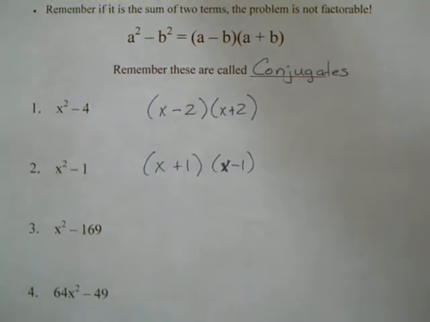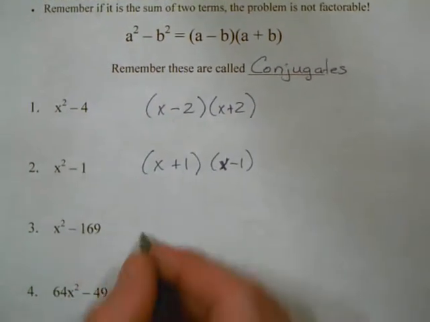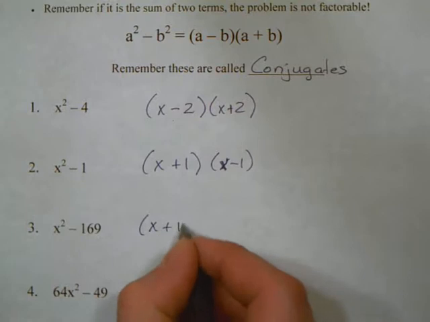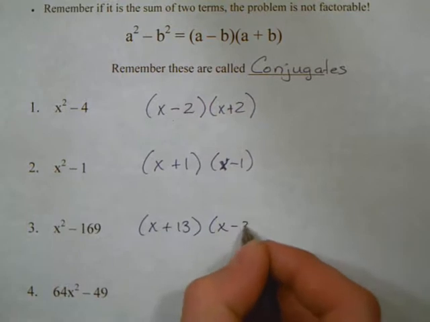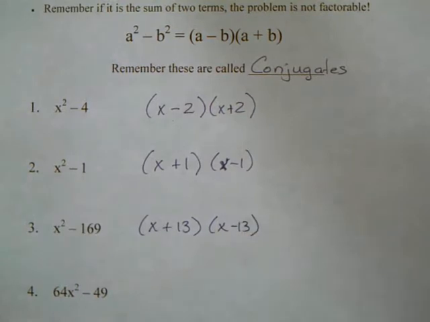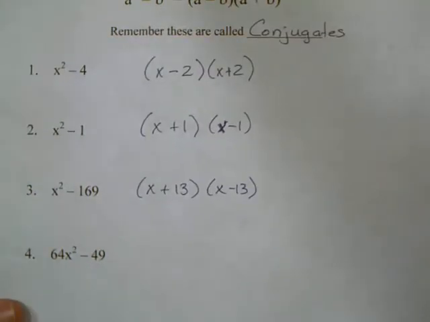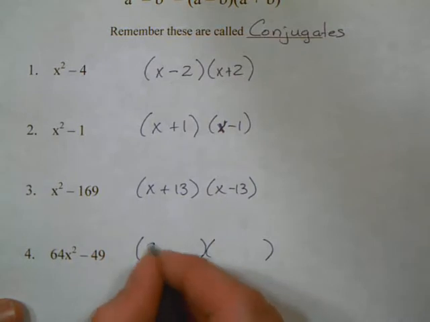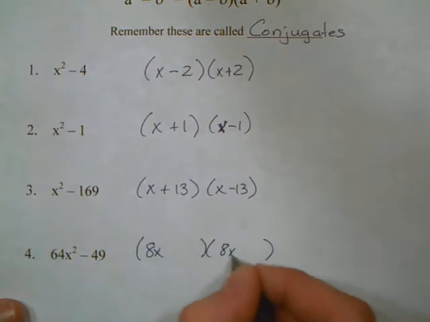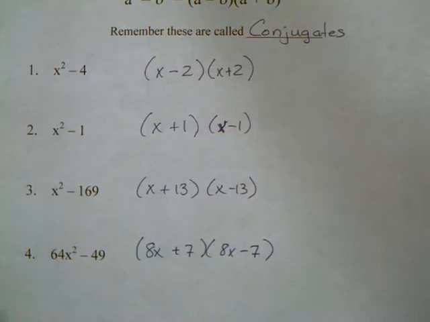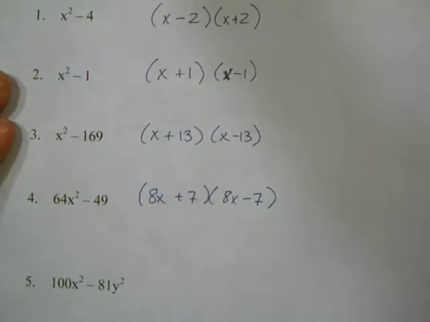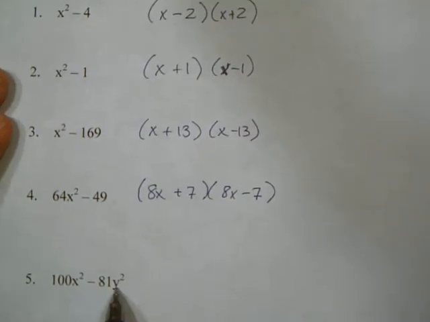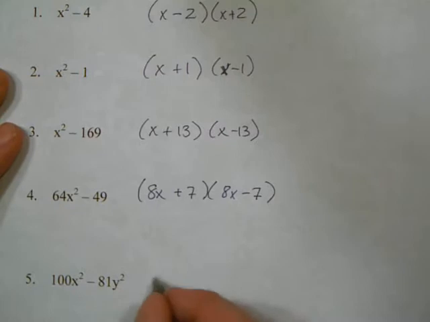I specifically put them in a different order there because it really doesn't matter what they are. This is where it's really good to know your perfect squares. 169 is a perfect square, so that's x plus 13 and x minus 13. These are almost too easy. 64x squared minus 49. Those are both perfect squares as well. That's 8x on the front plus 7 and minus 7.